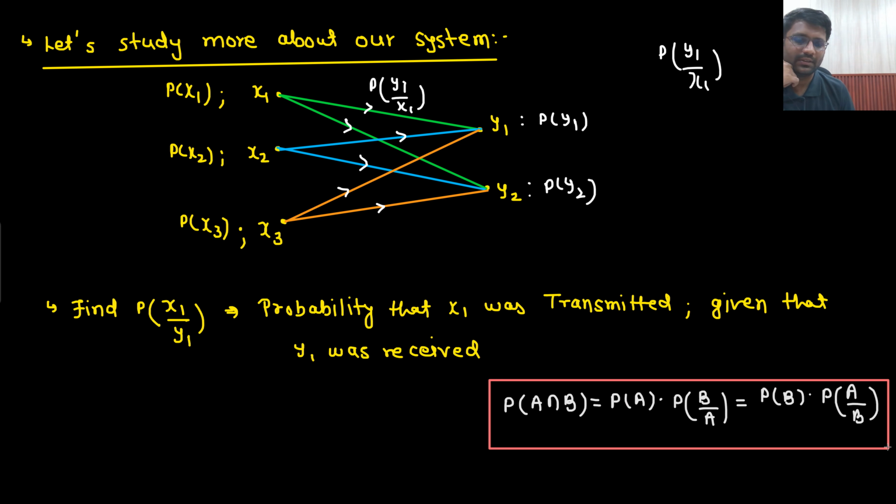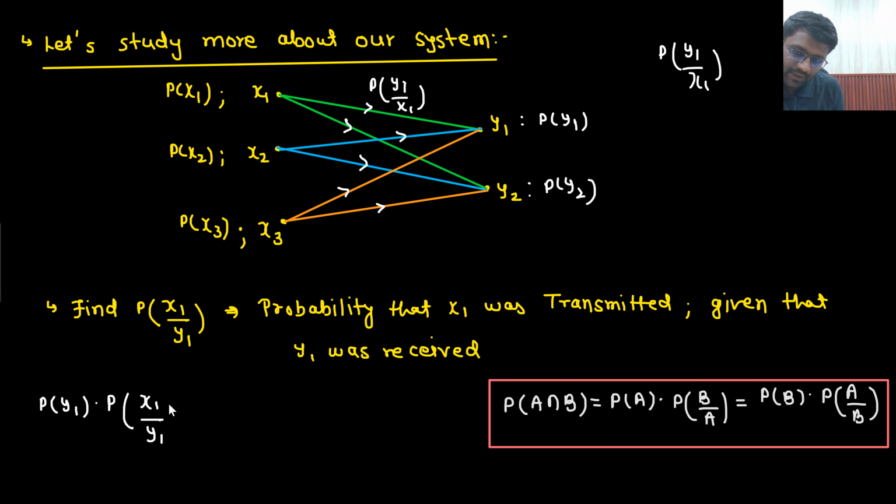So if you remember this, then what can you do? Sir, the probability of x1 by y1 I am supposed to find out. I don't know what x1 by y1 is, right? But I know one thing: if I need this expression, can I write it this way? Probability of receiving y1 multiplied by the probability of sending x1 given that y1 is received would be equal to the probability of sending x1 multiplied by the probability of receiving y1 given that x1 was sent. Say yes or no.